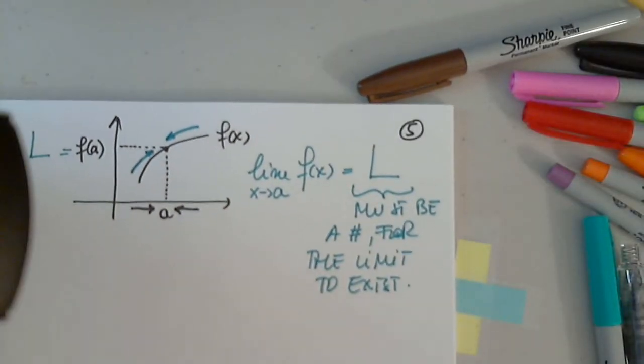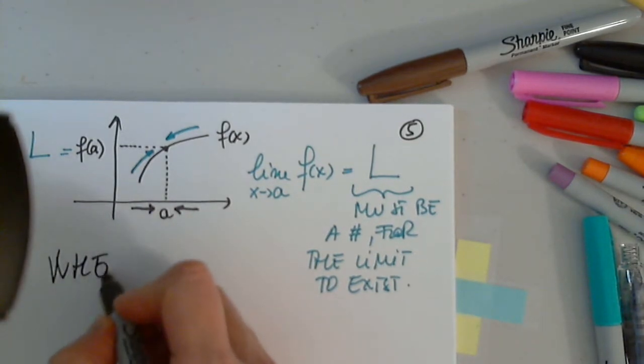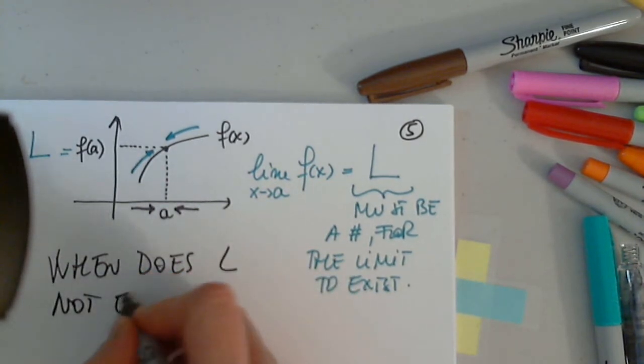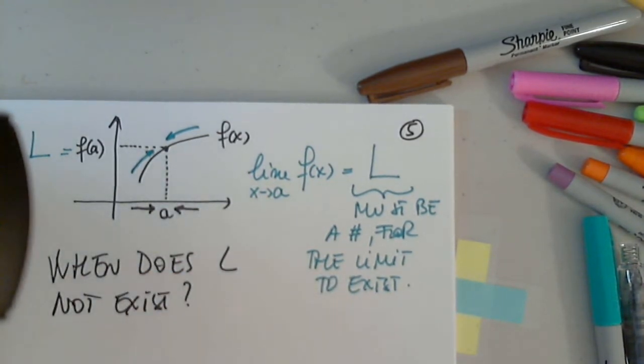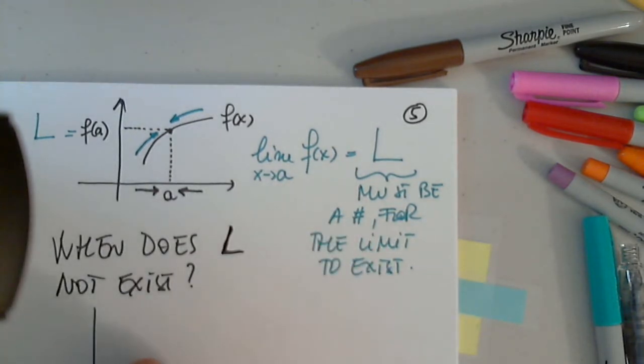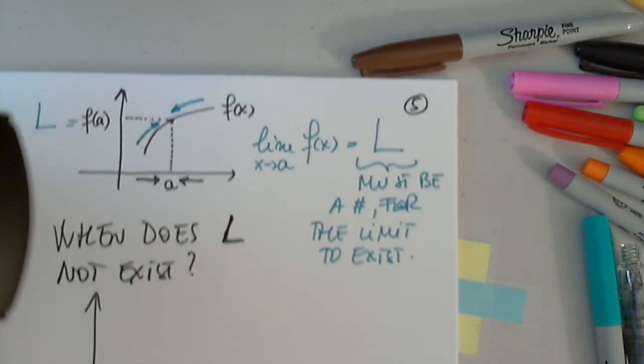In which situation does a limit not exist? When does L not exist? Here's a situation in which L does not exist.